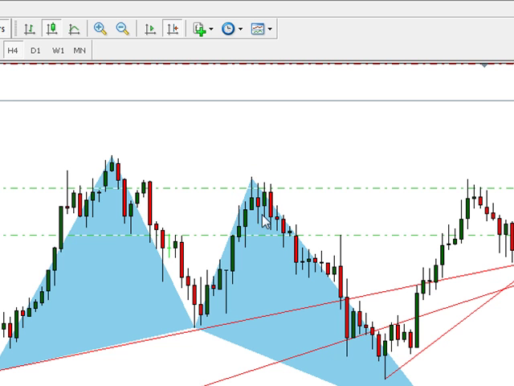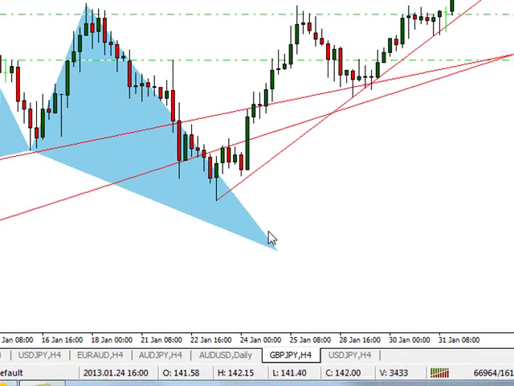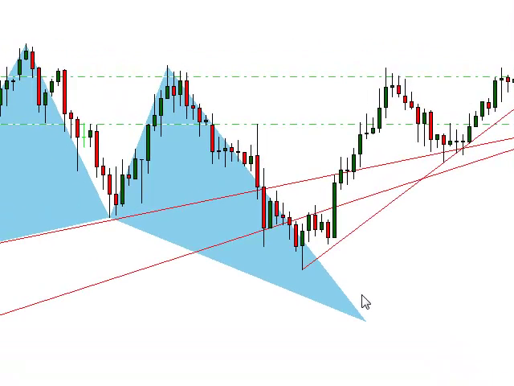So I traded from C towards this point, and I'll tell you why. This is where the D point should have been, but it did not get to D. This pattern did not complete itself. I'll tell you why I knew it would not complete itself.